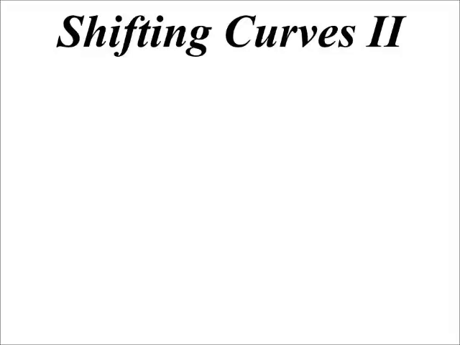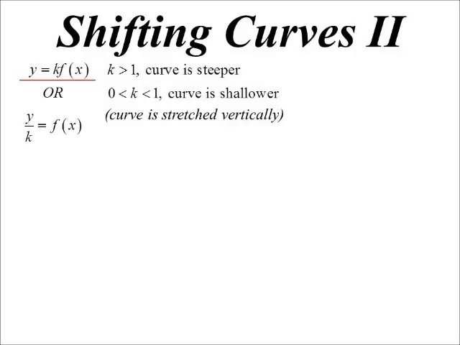So, some other transformations. If I multiply the function by some constant number, basically we're getting every y value and multiplying it by the same amount. Another way of thinking about that, because it's the y value that's going to change, is if I group it with the y, y over the constant is equal to some function of x. Now, if that constant is greater than 1, the curve will become steeper.